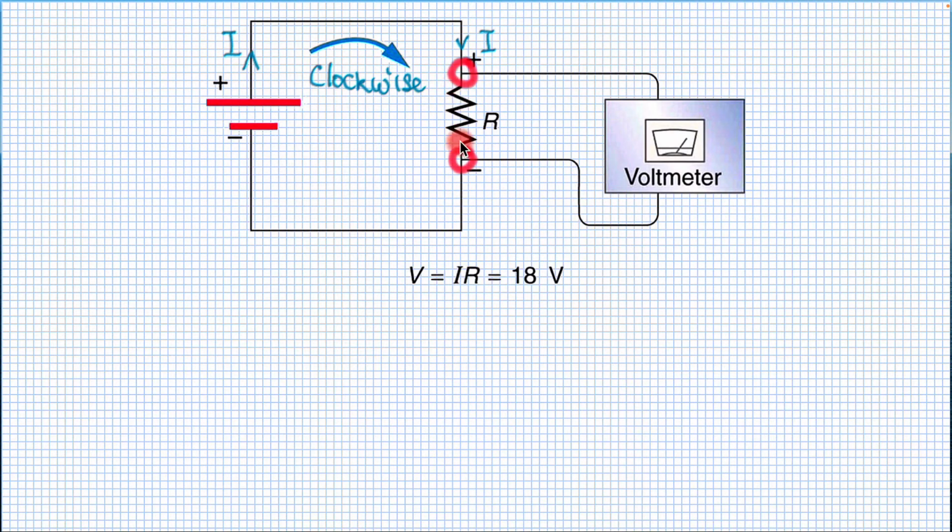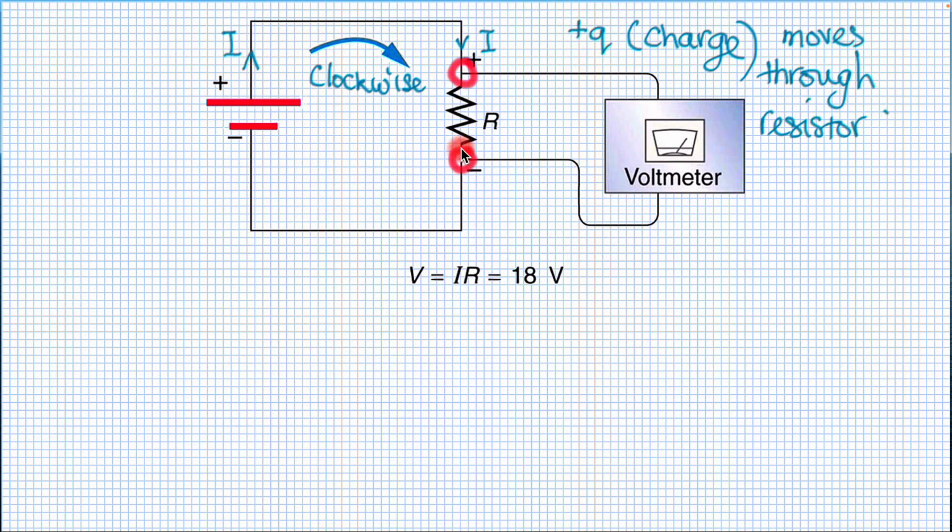So this is called a potential drop here, and as the charge moves through the resistor, it gives up energy. So energy transfer occurs. This might be heat in this particular case, or light.